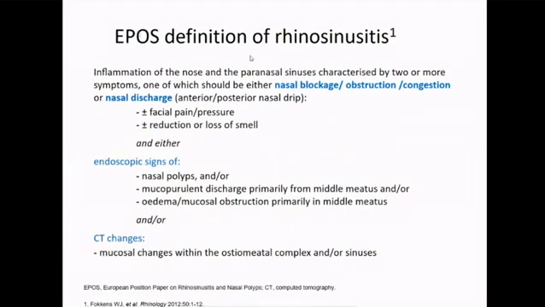IPOS, this is the European society. They use their criteria for diagnosis of rhinosinusitis. Macam you should have one, either nose block, obstruction, congestion, the same thing, or nasal discharge with or without facial pain or smell loss, and then endoscopy, you kena nampak polyp, mucopurulent discharge, and CT scan. So for you to diagnose, you not only have clinical findings, but you must have endoscopy and also CT scan findings.